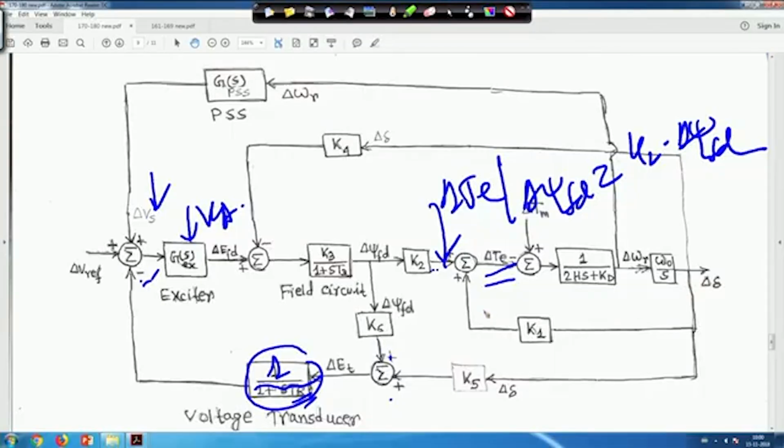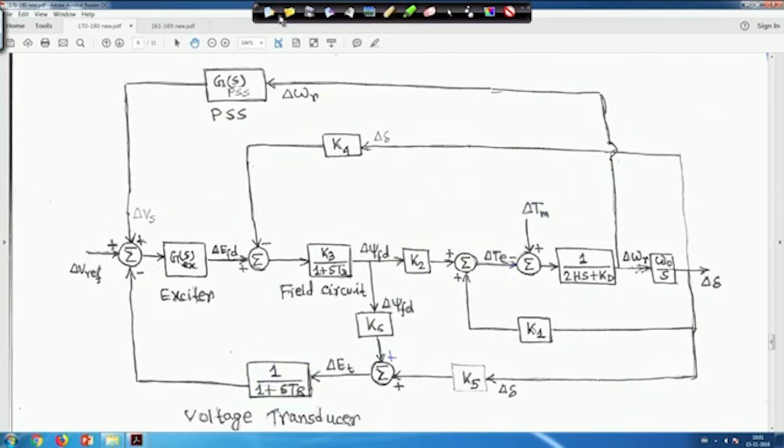So, this one you will find out. Again and again I am telling that delta T has two components, one is K1 delta delta, and another one is K2 delta psi FD, that is another component due to delta psi FD, but this K2 you have to multiply, right.